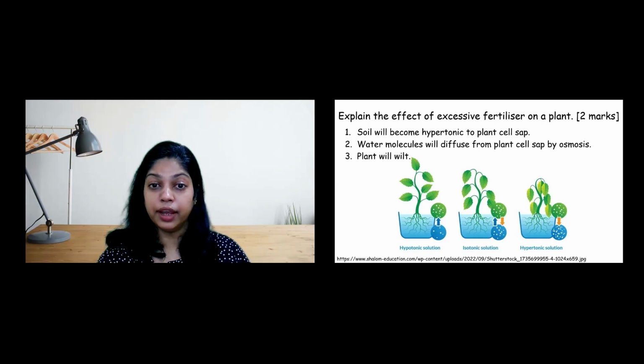When too much fertilizer is added to the soil, the high solid concentration makes the soil become hypertonic to the plant cell. Water molecules diffuse out of the plant cells by osmosis. When many cells throughout the plant become plasmolysed, the plant will wilt.